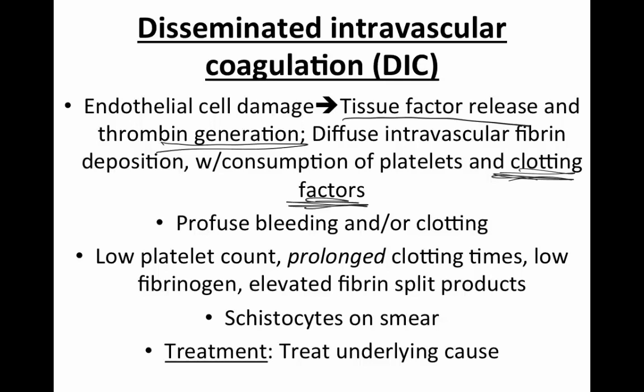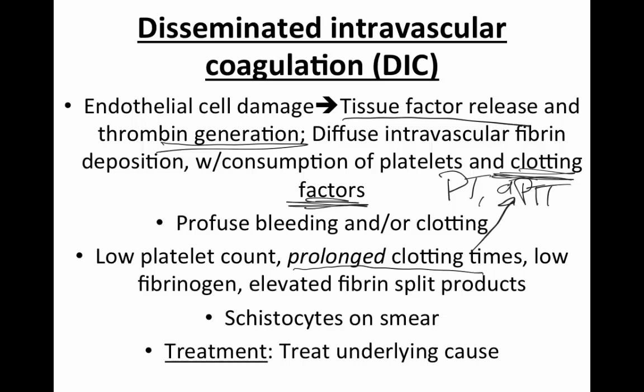With the result of clotting factors being used up, the clots that are seen are fibrin-rich, not platelet-rich. And so these patients have both profuse bleeding and or clotting. In the same patient, you may have both. Or in one patient, you may have just extreme bleeding or clotting. They have low platelet count because they're using up platelets in the clots in the microcirculation, as opposed to TTP, which we'll talk about. The clotting times, the prothrombin time, and the APTT, or activated partial thromboplastin time, are prolonged usually.